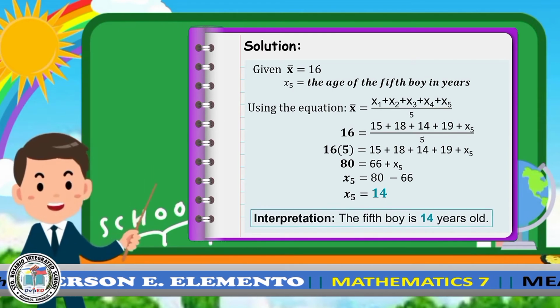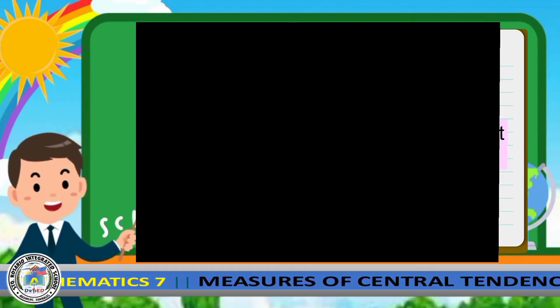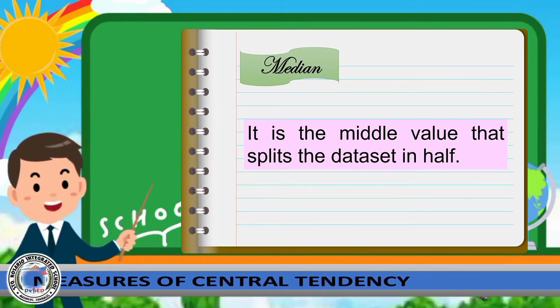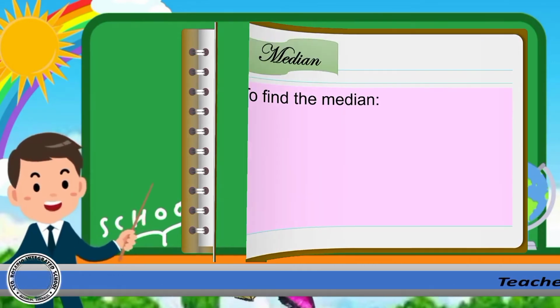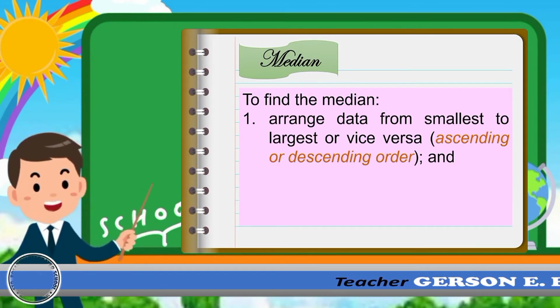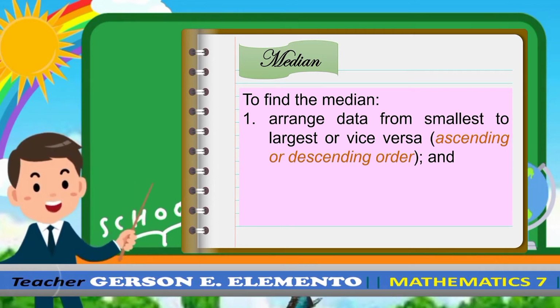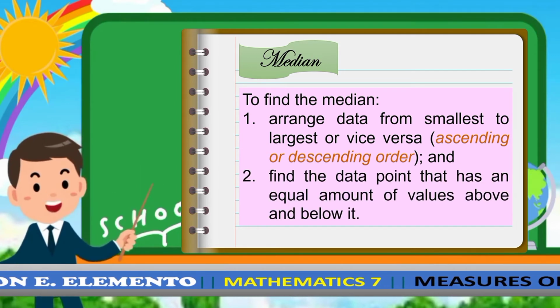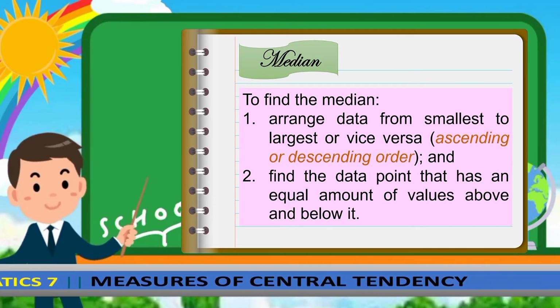Interpretation. The 5th boy is 14 years old. Let us define median. Median is the middle value that splits the dataset in half. To find the median, number 1, arrange the data from smallest to largest or vice versa, or ascending and descending order. And number 2, find the data point that has an equal amount of values above and below it.